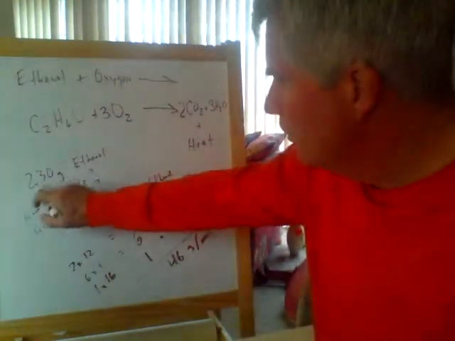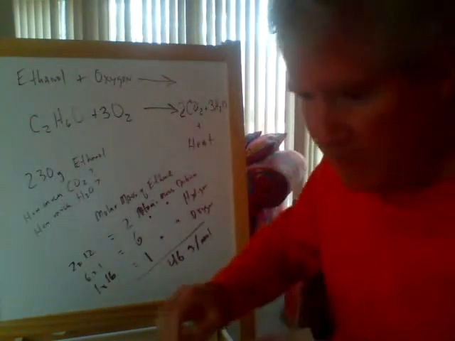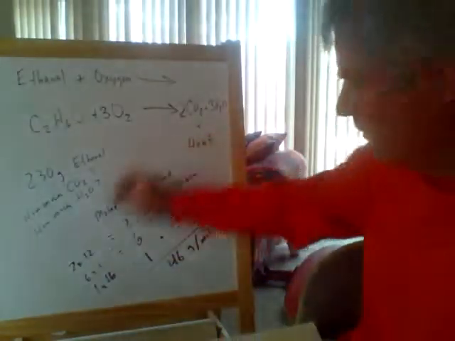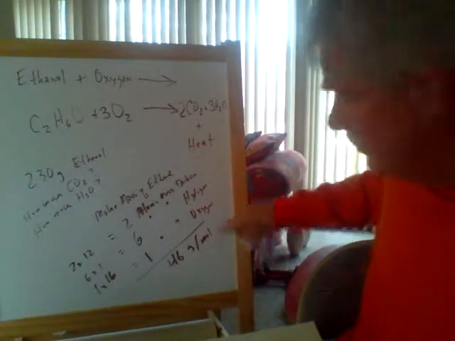Right. So for 230 grams of ethanol, how many moles is that? Well, the way you do that, I'm now going to erase all this calculation, how we end up with 46 grams per mole.